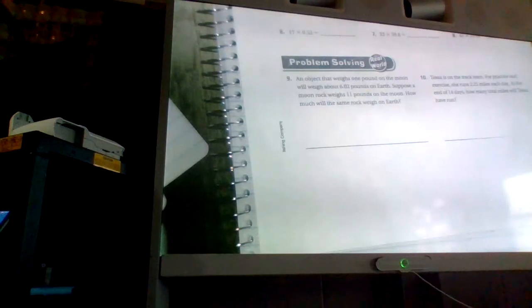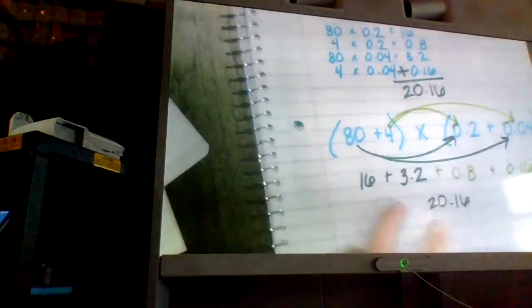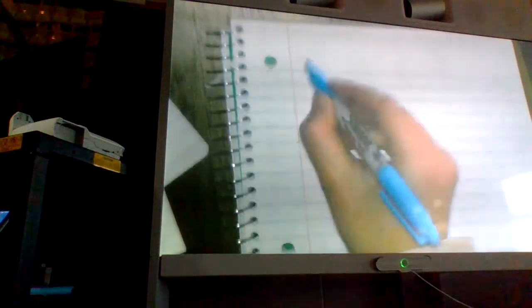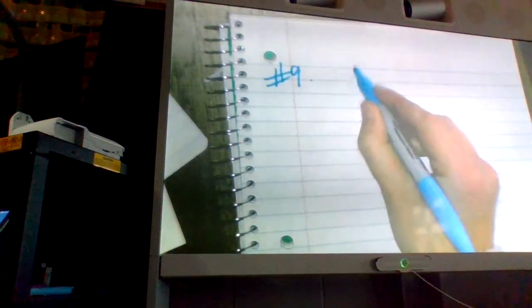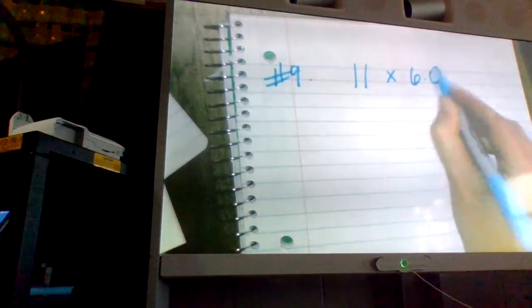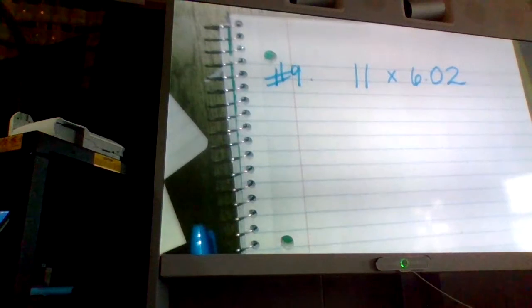I'm going to solve this problem using the 3 different strategies that we have discussed earlier today. So we'll use an area model, a number bond, and a distributive property to solve. So here we go. My problem is number 9. Okay, we have 11 and 6 2/100.